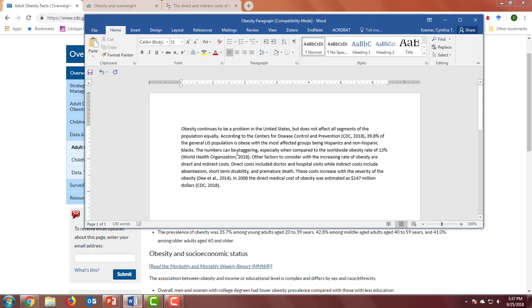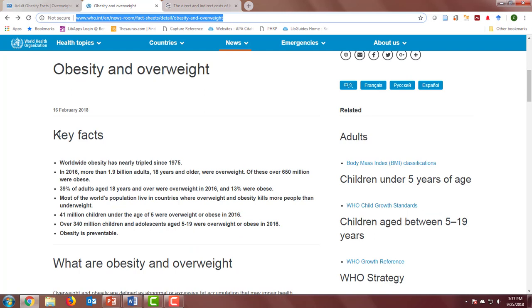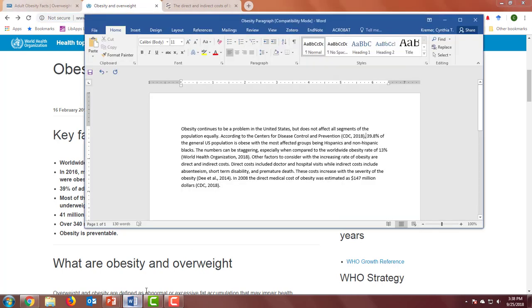And then I wrote, the numbers can be staggering, especially when compared to the worldwide obesity rate of 13%. I got that information from the World Health Organization. Here's the World Health Organization obesity and overweight fact sheet, and it tells me that 13% were obese. So I wanted to compare that to the US. So I put in World Health Organization, put in brackets.